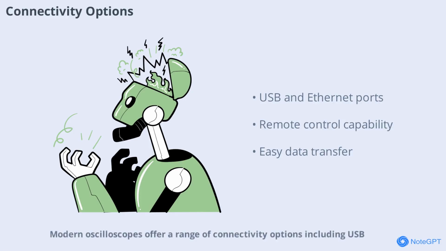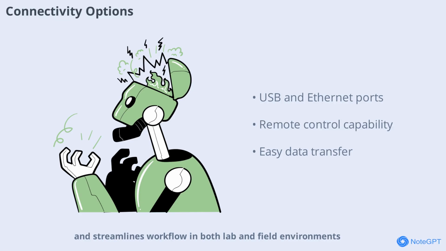Modern oscilloscopes offer a range of connectivity options including USB, Ethernet, and Wi-Fi. These features make it easy to transfer data, update firmware, or control the oscilloscope remotely. Enhanced connectivity supports integration with other test equipment and streamlines workflow in both lab and field environments.